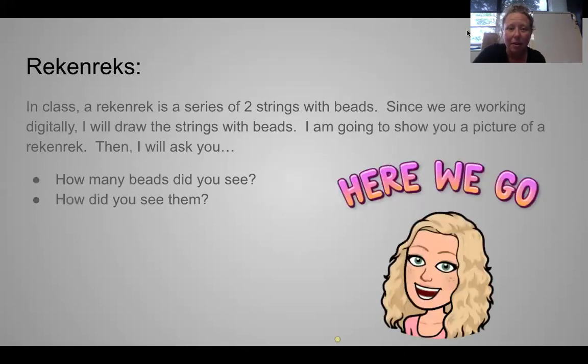All right, now this one is really difficult to do virtually, but we're going to do the best that we can. In class, a Rekenrek is a series of 2 strings with beads. Since we're working digitally, I'm going to draw the strings with beads. I'm going to show you a picture of a Rekenrek. Then I'm going to ask you these questions. How many beads did you see? And how did you see them? Are you ready? Here we go.